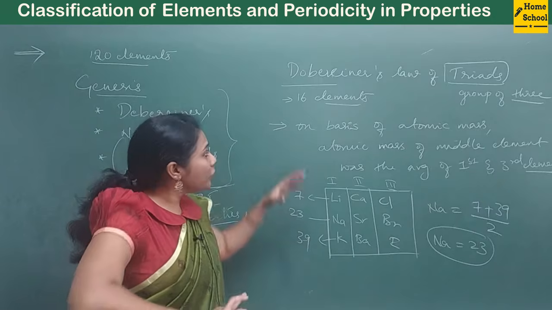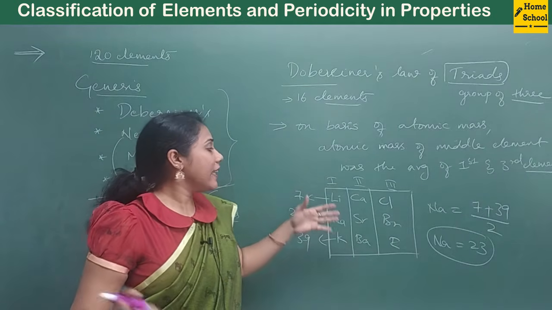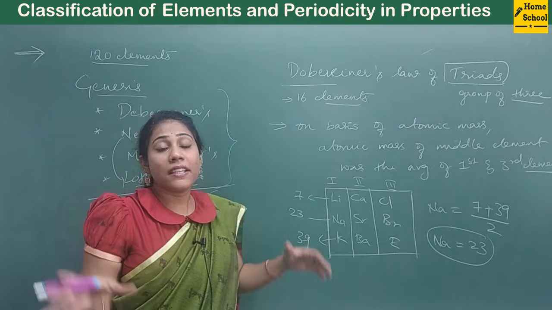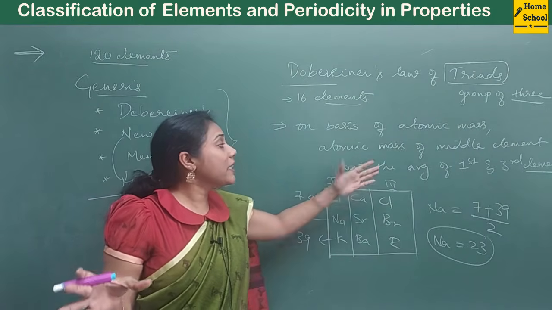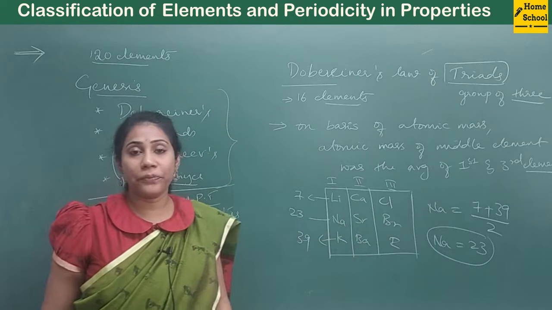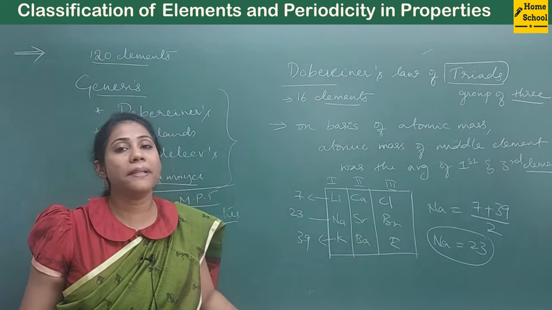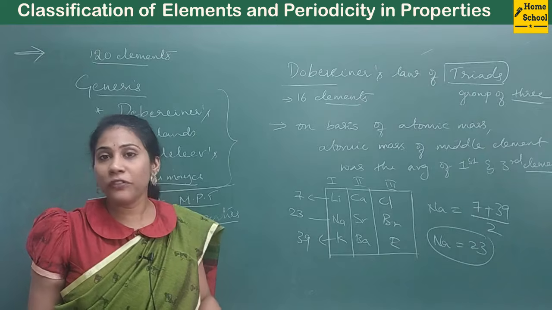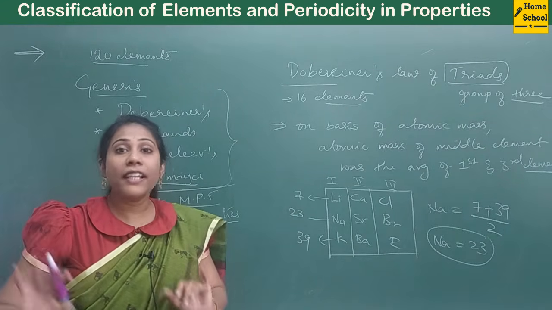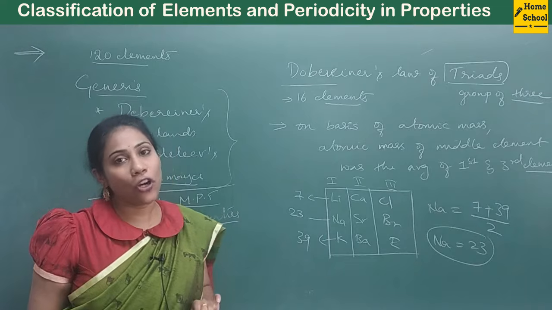But during his time 16 elements were there, but he could not give justice for all the 16 elements. Based on this principle, he could arrange only these elements in a proper way. So that was the greatest limitation of Dobereiner's law of triads. So nothing much to discuss about this. Let's quickly go for Newlands' law of octaves.